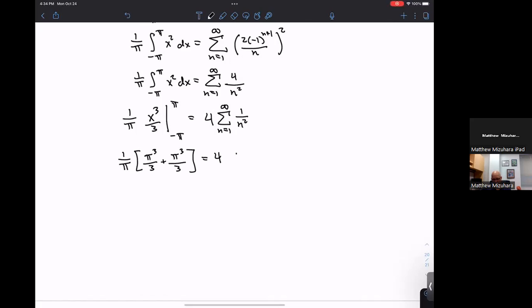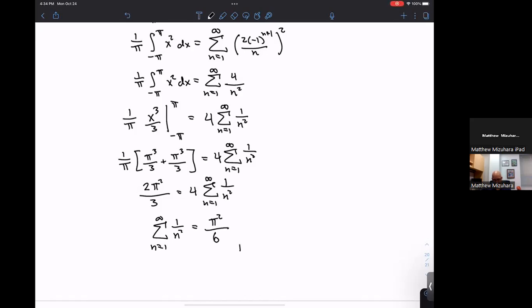This equals 4 times the sum. Oh yeah, this is looking pretty good. So now the left-hand side, one of the pi's cancels. So I should get 2 pi squared over 3 equals 4 times this infinite sum. But now dividing everything by 4, I arrive at my final answer. The infinite sum of 1 over n squared should be pi squared over 6. That's it.